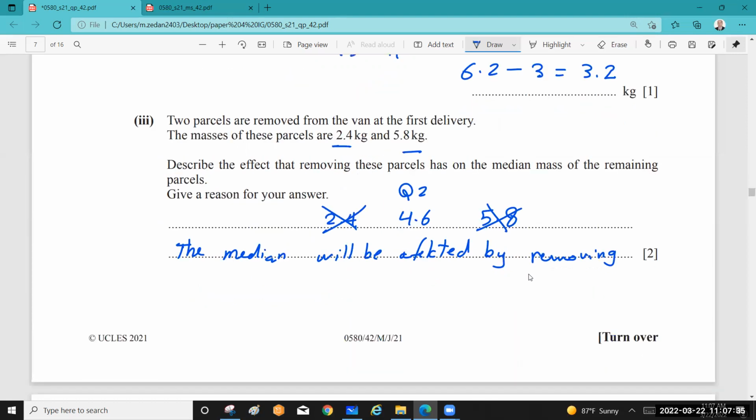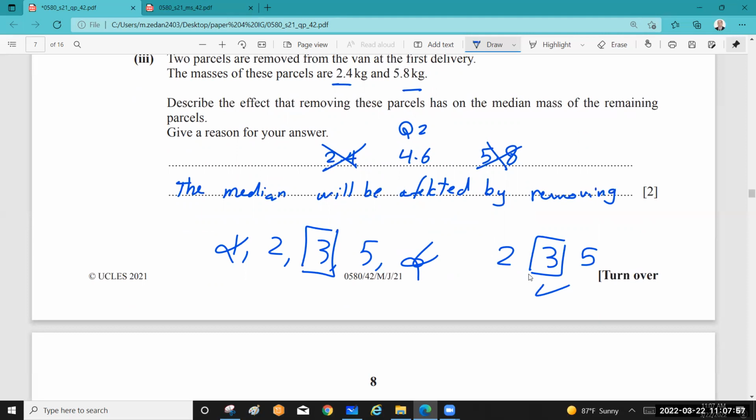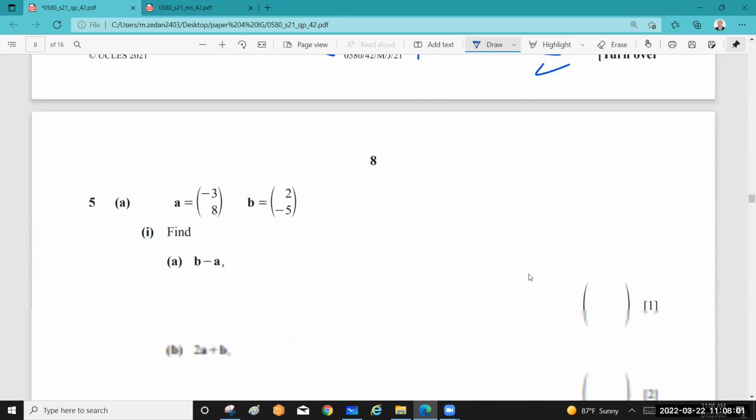parcels. Just to give you an example, consider you have something very easy like this. These are 5 numbers in order. The median, as you see here, is 3. When you remove 1 and 6, for example, 1 value before the median and 1 value after the median, look what happened. The remaining values are 2, 3, 5. The 3 is still the median. So the median is not affected when you remove a value before it and another value after the median.